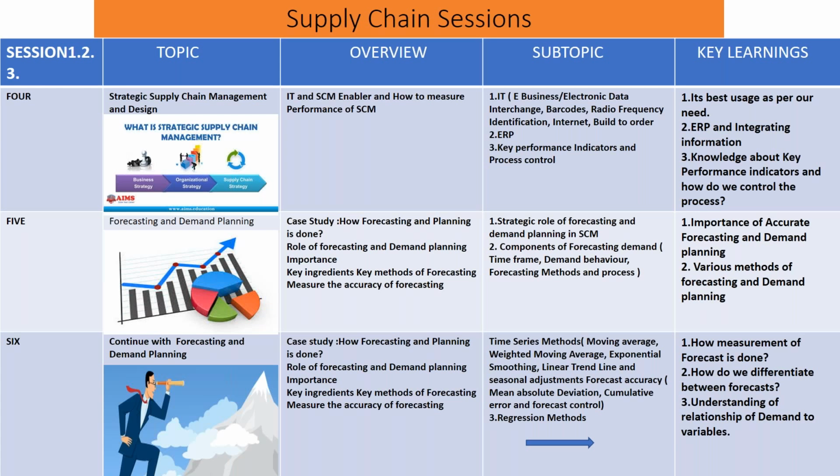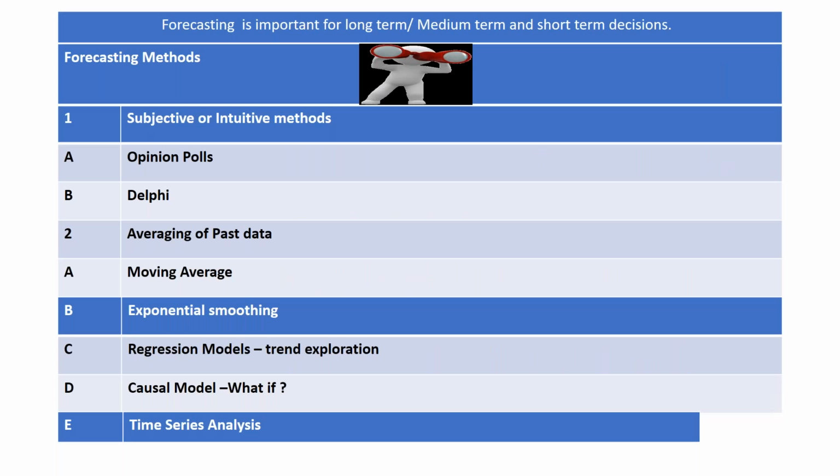So apart from that, we'll have the moving average method, exponential smoothing method, linear trend line. We will take examples during the sessions, numerical examples, and how to solve those examples, and how we use it, how forecasting is done. Then after these two sessions, 5 and 6, we should be in a good position to forecast at least the demand, which will be used for your various planning processes. Now, these are the methods which I was mentioning: intuitive methods, opinion polls, Delphi, average of past data, moving average, exponential smoothing, regression models, trend exploration, causal methods, what if, and time series analysis. All these methods I'll be covering.